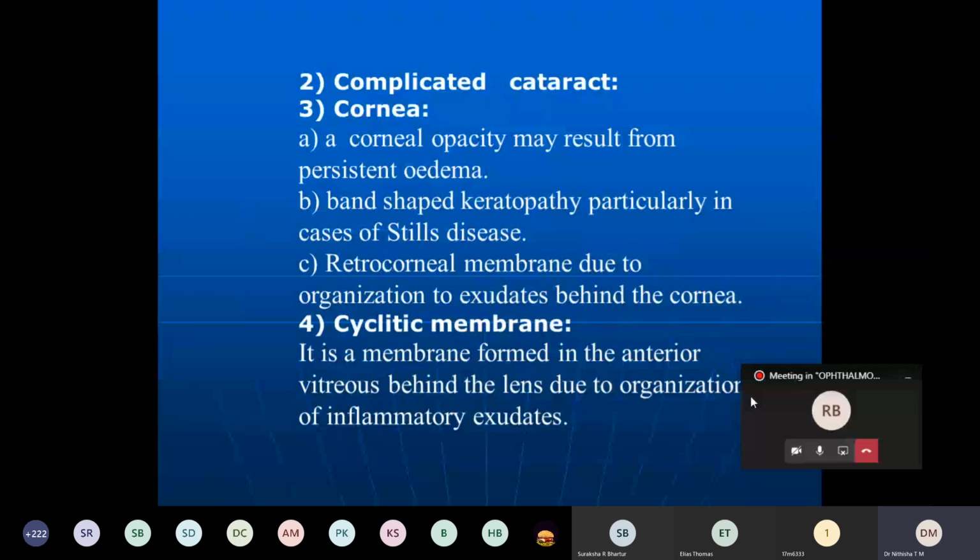Second complication which occurs in the cornea is band-shaped keratopathy, which can be seen in cases of stasis. Third is retrocorneal membrane, formed due to organization of exudates behind the cornea. Any membrane formed due to exudates behind the cornea is called a retrocorneal membrane. Fourth complication is cyclitic membrane. It is the membrane formed in the anterior vitreous behind the lens due to organization of the inflammatory exudates.